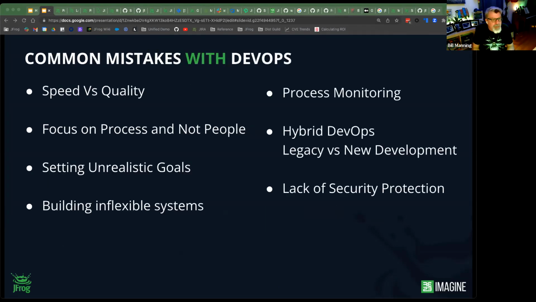And there are some common mistakes, right? Speed versus quality. Just because you're releasing faster doesn't mean you're actually producing quality components, right? There are times you need self-reflection and evaluation when doing this. Also, a lot of times they don't focus on the people. They focus on the process, right? This is how we're doing it. Give it to the developers. This is how we're doing it. Go ahead and do what you need to do.